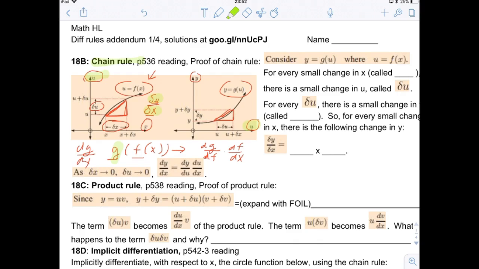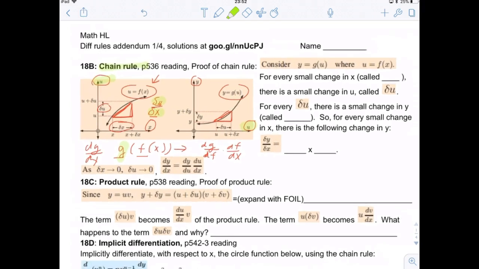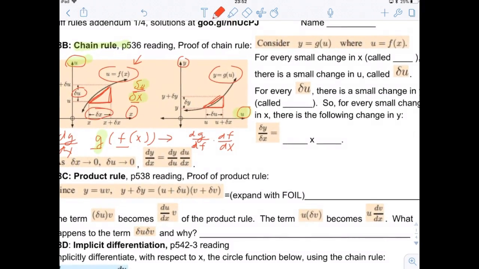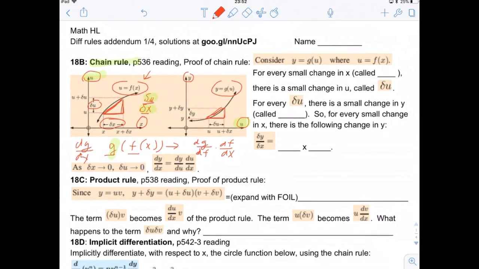So let's look at the paragraph next to it, which wants us to note some things about how we understood these diagrams. For every small change in x, called delta x, there is a small change in u, called delta u. For every delta u, there is a small change in y, called delta y. Basically, for each change in x, there is a change in u. For every change in u, there is a change in y.